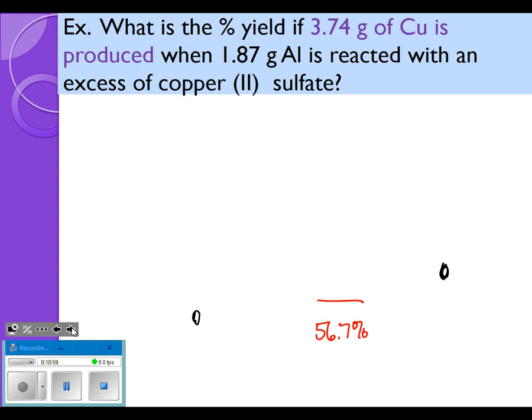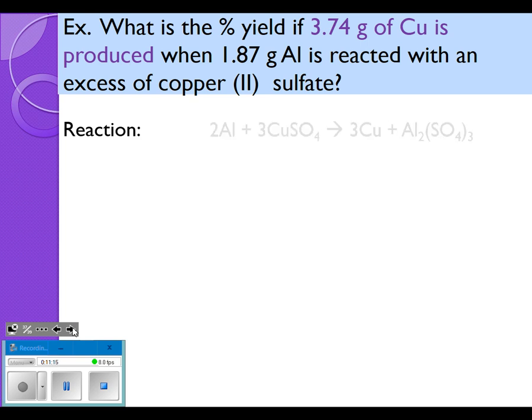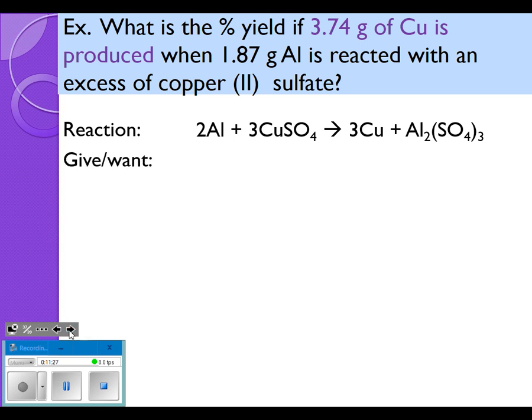Okay? Oh, and I have some different numbers on this one. That's why those numbers are there, so we'll erase them though. That's okay. All right. So I'm asking for what the percent yield is if I have 3.74 grams of copper. Copper is a product, okay, and I'm going to start with 1.87 grams of aluminum. So I'm going to find out how much 1.87 grams of aluminum actually makes of copper first, okay?